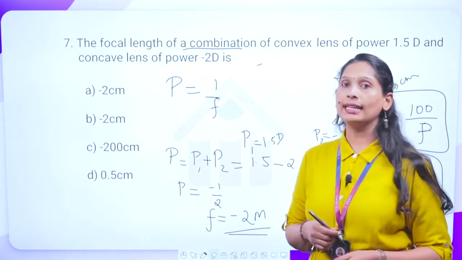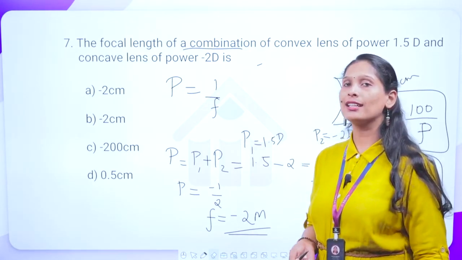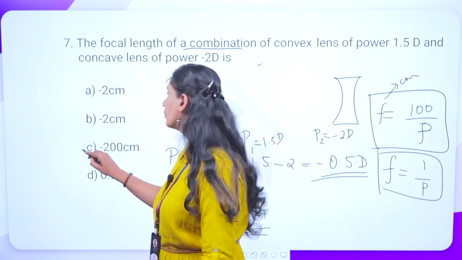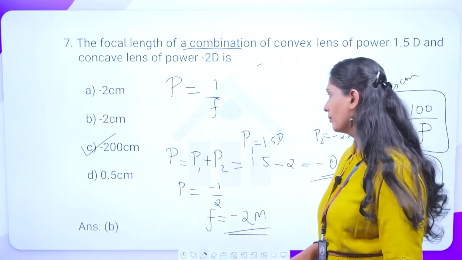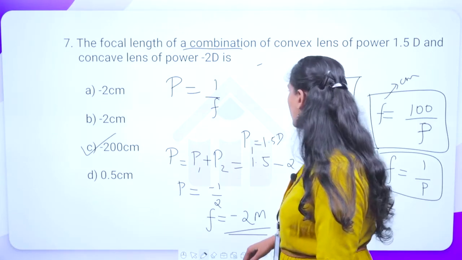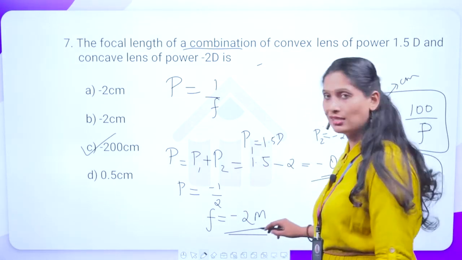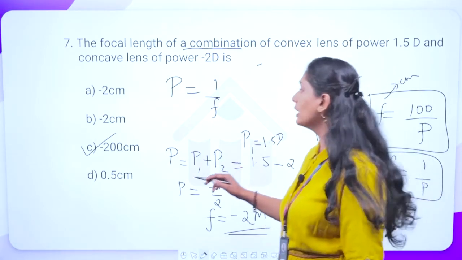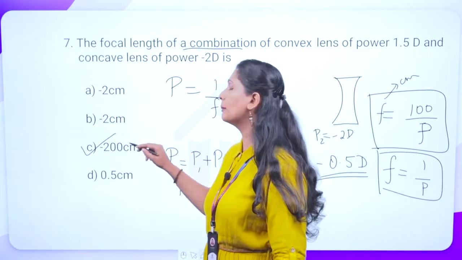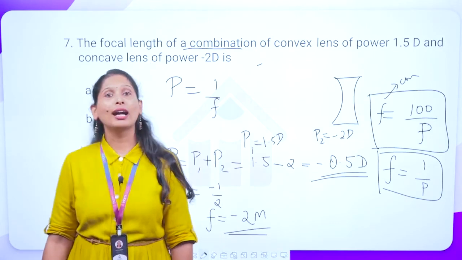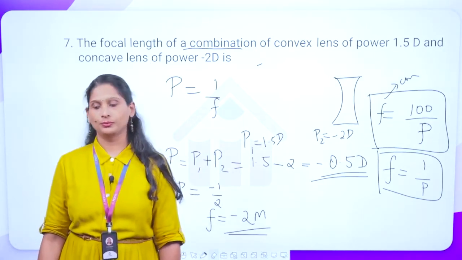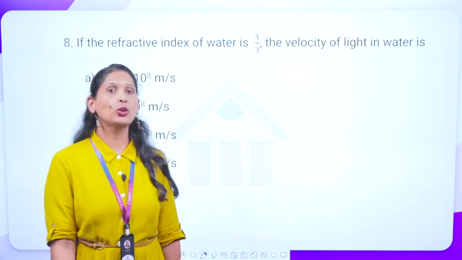Clear? And hence, yes, as Tirtha has already commented, the answer will be option C. Okay, so this will be option C because you have minus 2 meter. So, either it will be minus 2 meter or it will be minus 200 centimeter. Okay, so that's how the value goes.